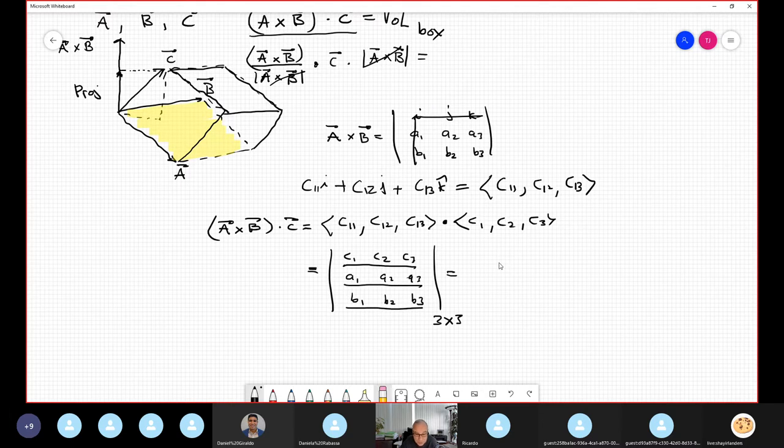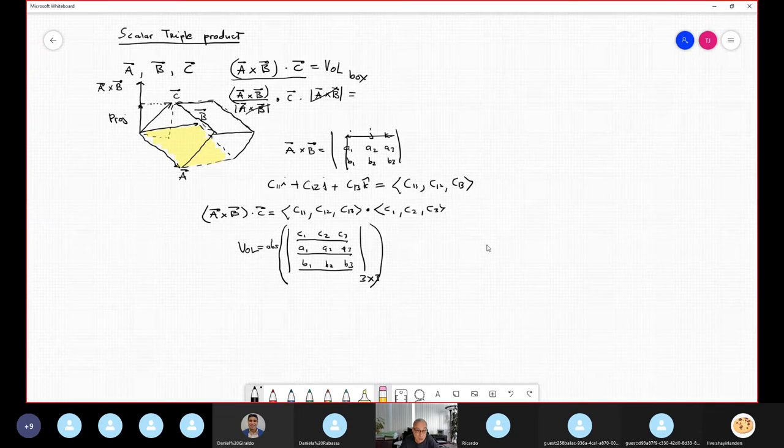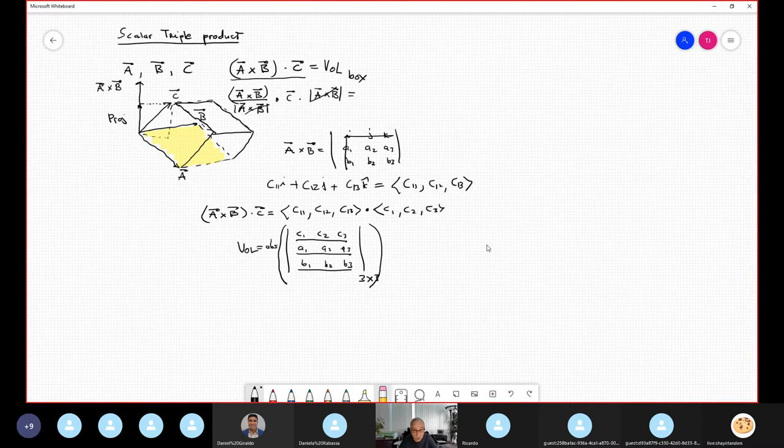One more detail. This is the magnitude, the volume, but the determinant may be positive or negative. So actually the volume is the absolute value. Let me write it like that: the volume is equal to the absolute value of this number. We can do it in different ways. We can use the triple product: you select two vectors, perform the cross product, which is a vector, and take the dot product with the third vector. Or you set up one determinant formed by three vectors, and you compute exactly the same number.